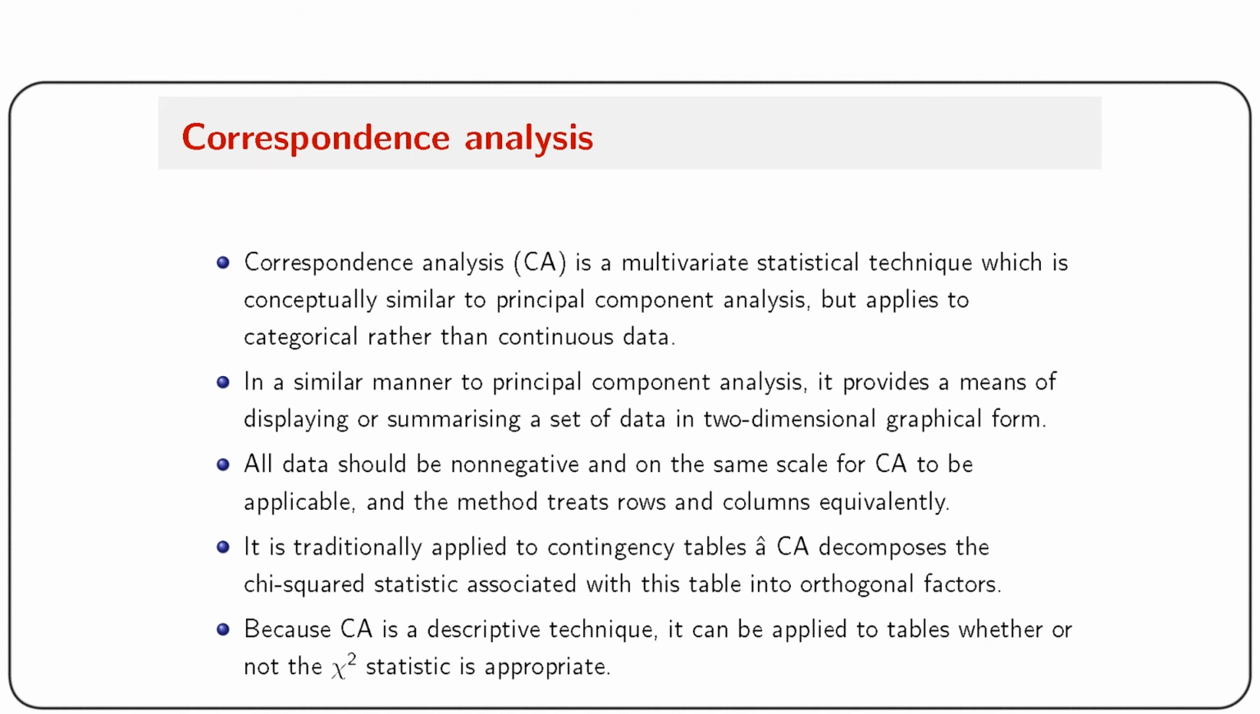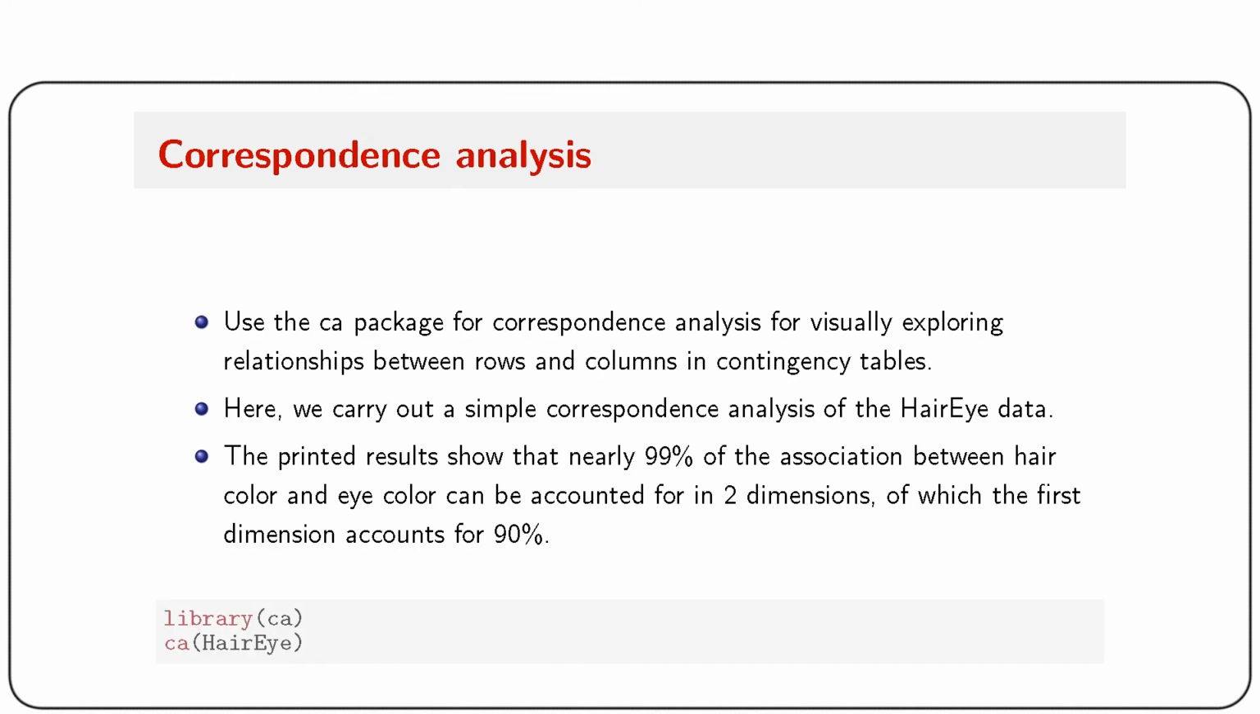It is traditionally applied to a contingency table. The CA decomposes the chi-square statistic associated with this table into orthogonal factors. Because CA is a descriptive technique, it can be applied to a table whether or not the chi-square statistic is appropriate. So use the ca package for correspondence analysis, for visually exploring the relationship between rows and columns in a contingency table. Here we carry out the simple correspondence analysis of the hair eye data.